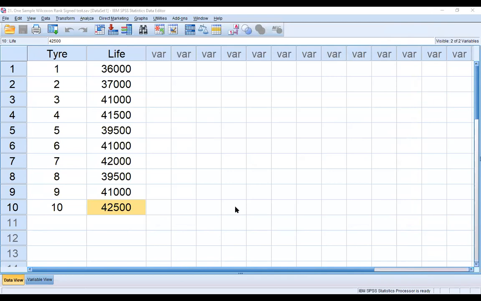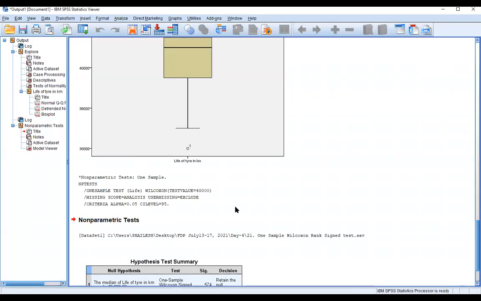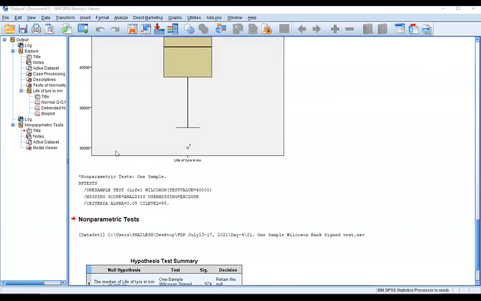Now I am interpreting the output. So this is my output. I'm showing you the output. Can you see the output? Yes, Anu, your question is why do we take the median value?